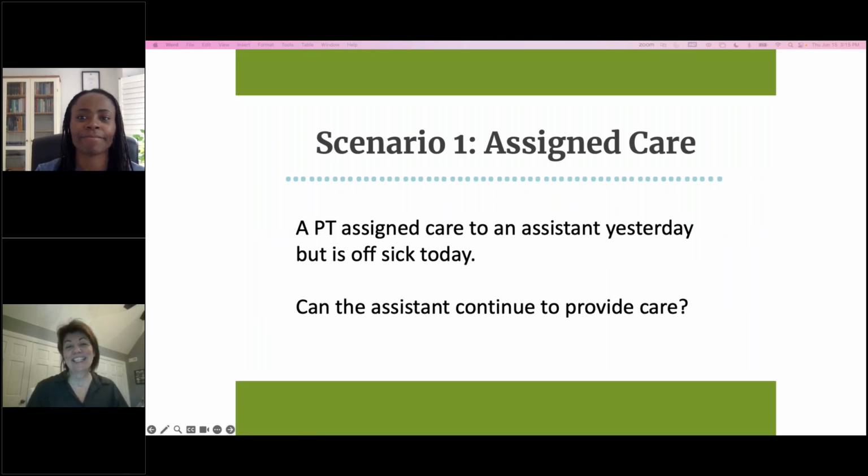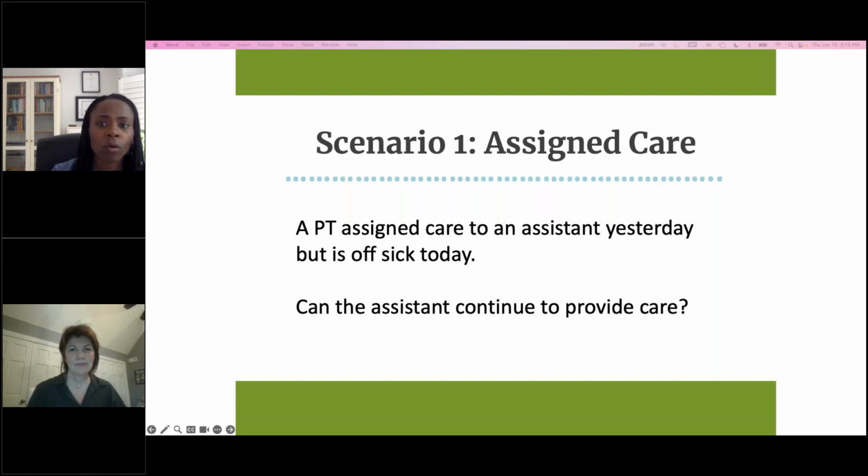A PT assigned care to an assistant yesterday, but is off sick today. Can the assistant continue care? So certainly the assistant can continue care in the absence of the physiotherapist, but there has to be certain things in place here. There has to be an alternate supervisor available to support the PTA should the patient or the PTA have any questions around the assigned care or about the patient's condition. There should be a contact number or a way to reach that alternate supervisor.